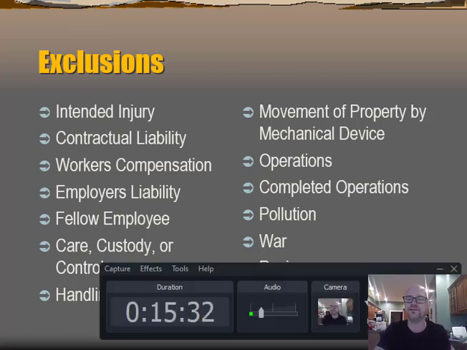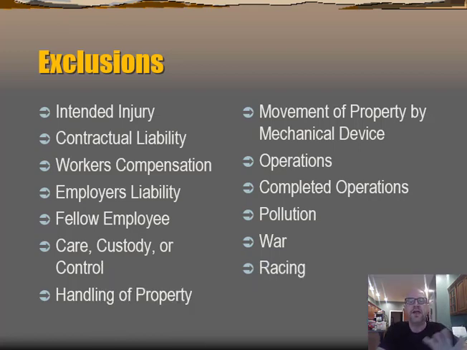Handling of property is actually a little bit more complicated than you might think. You should take some time to read this part in the book to make sure you understand. So handling of property, here's the thing. Before it's on the truck and after it's in the final destination, it's not covered. However, while it's being moved from the truck to the final destination, that's actually handled in auto, not in the CGL. The CGL actually excludes loading and unloading.